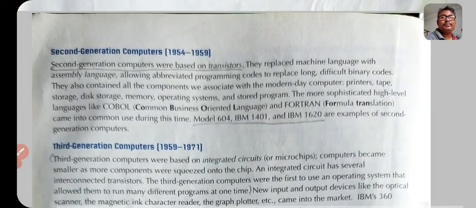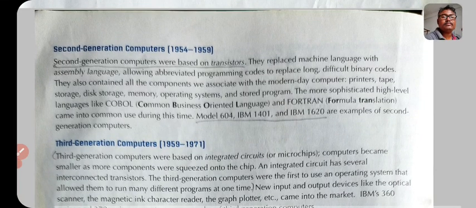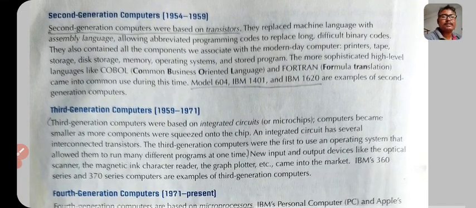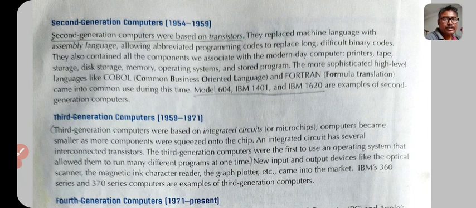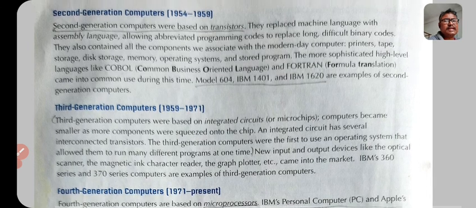The second generation is from 1954 to 1959. Second generation computers are based on transistors. They replaced machine language with assembly language, allowing abbreviated programming codes to replace long, difficult binary codes. They also contain all the components we associate with the modern day computer: printer, tape storage, disk, memory, operating system. More sophisticated high-level languages like COBOL, Common Business Oriented Language, and FORTRAN, Formula Translation, came into common use during this time.